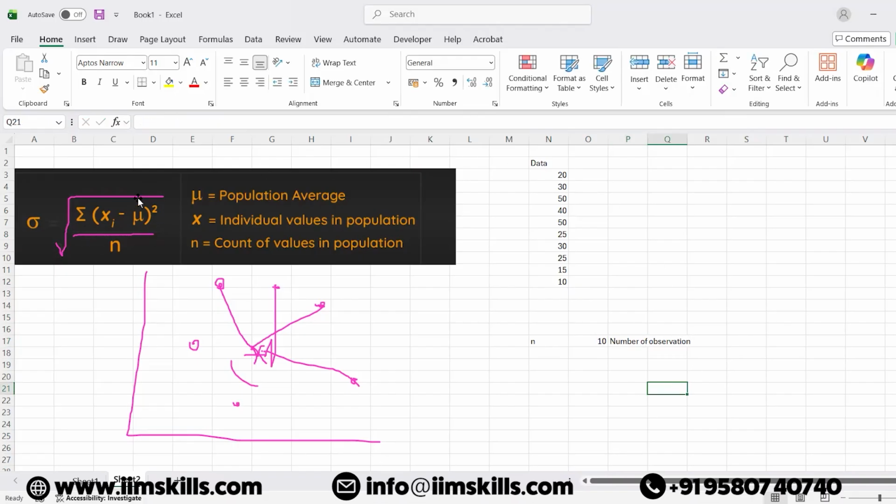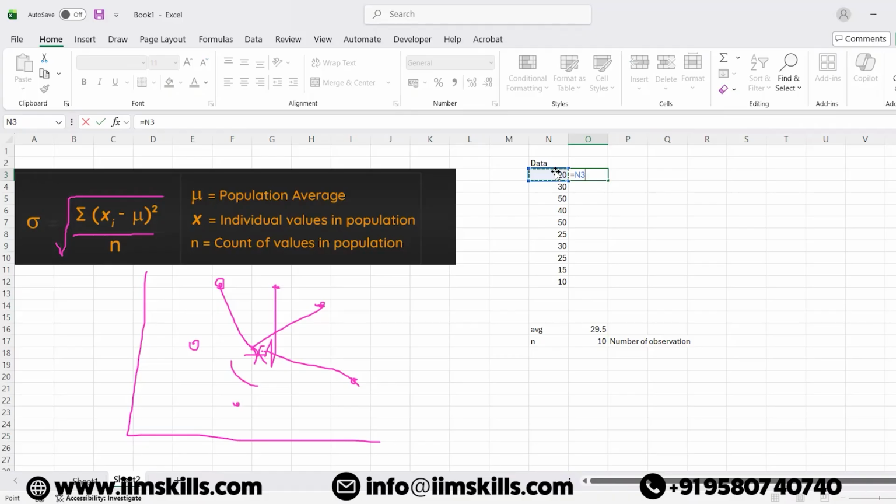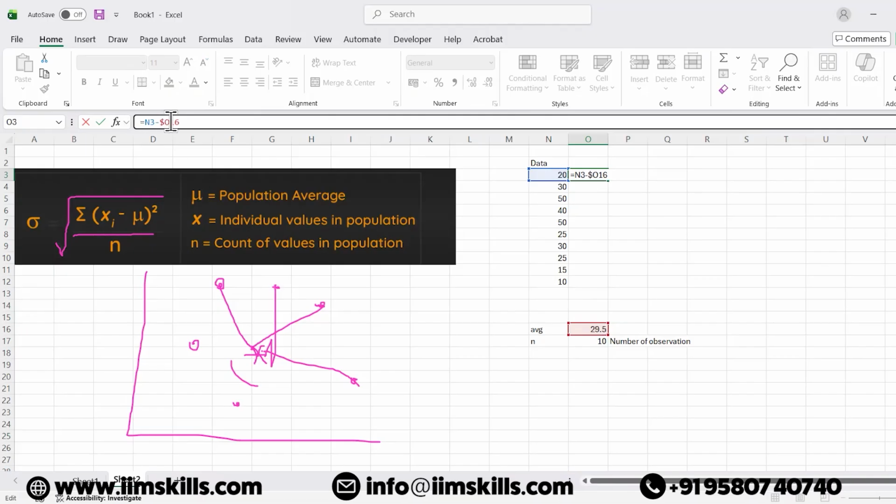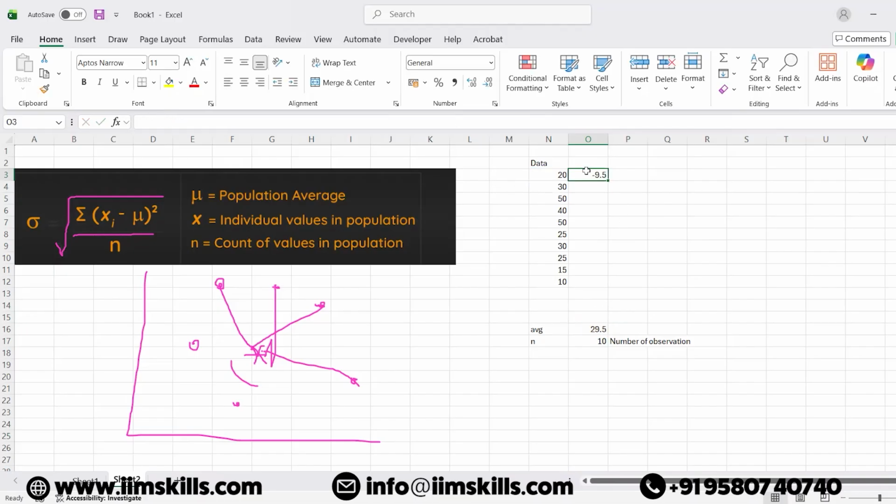And let's go component by component. Okay, let's see the first component, xi minus mu. So for that we need the average of your data set. So let's calculate mu. Average of my data set is 29.5. So let's write down here average equal to 29.5. So the first one is xi minus mu. So let's calculate one by one, each and every point minus my average. So I'm fixing the average using the dollar symbol. So 20 minus 29.5, 30 minus 29.5. Okay, so you're going to get this. Each and every value is included in the formula and you got the answer.